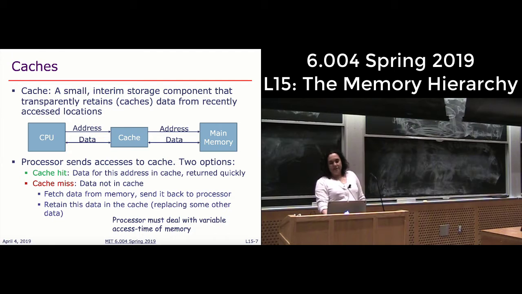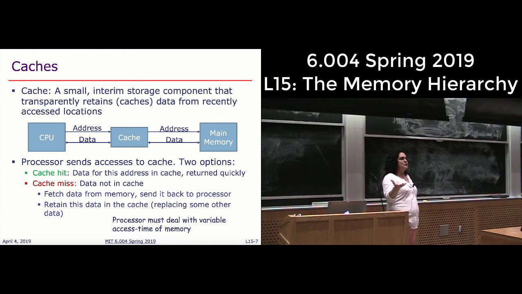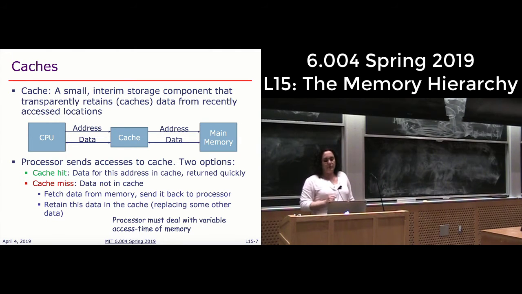So let's take a closer look. Imagine I have just a single cache sitting between my CPU and my main memory. When my CPU wants to access a particular location in memory, it first sends the address to the cache. Now there are two possibilities: either I find it in the cache or I don't. If I find it in the cache, we call this a cache hit, and we immediately return the data associated with that address back to the CPU, quickly.